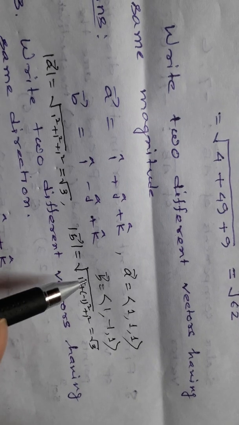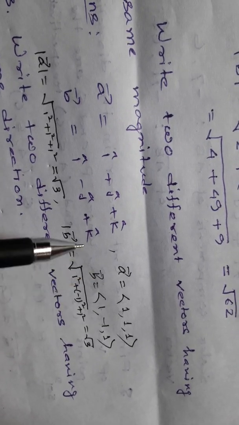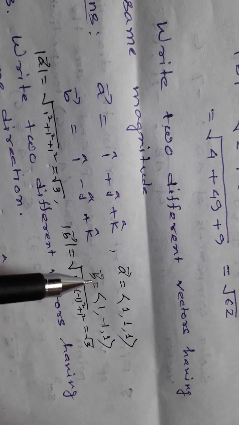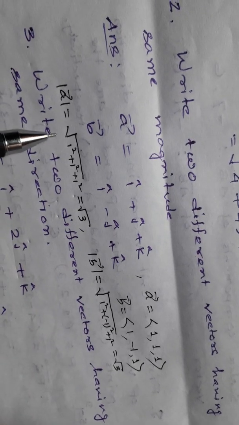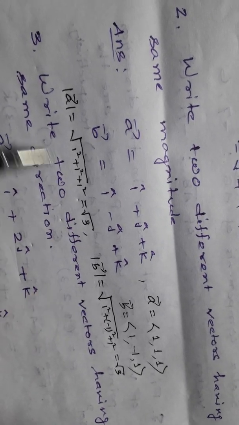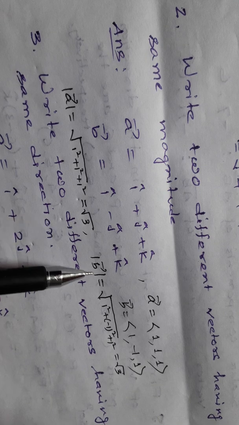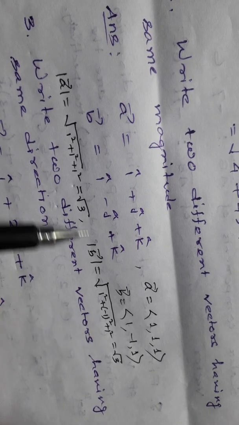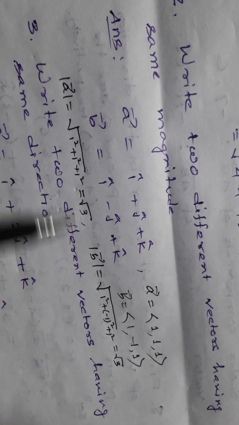So these two are different vectors because their scalar components are different. And then you see their magnitude will be same. Magnitude of A equal to root 3, magnitude of B is also root 3. So A and B are two different vectors having same magnitude.